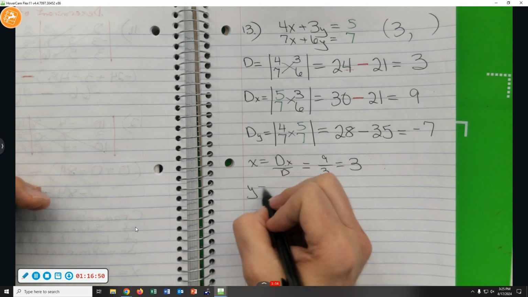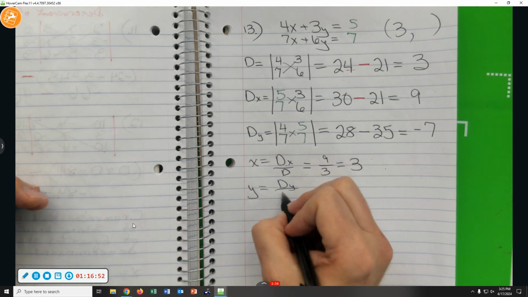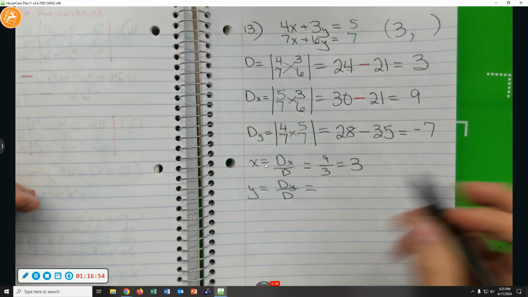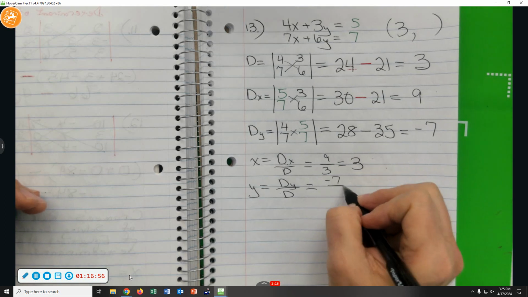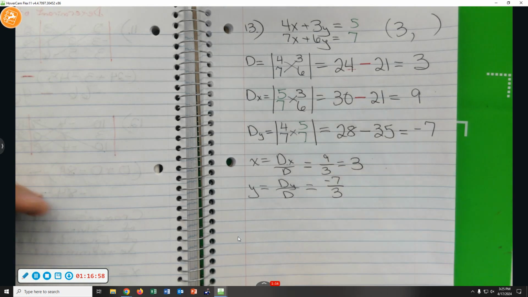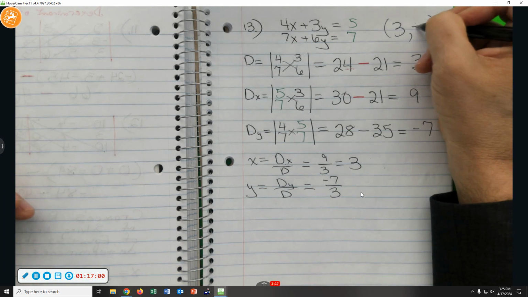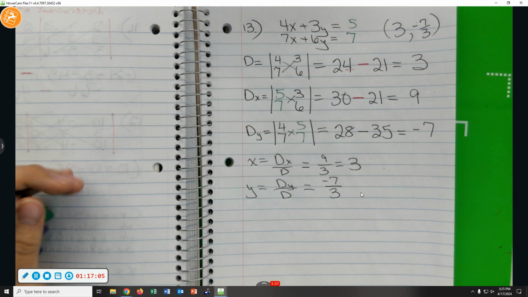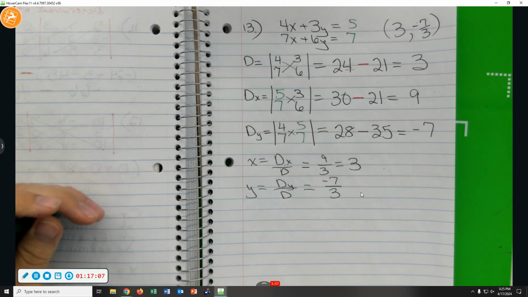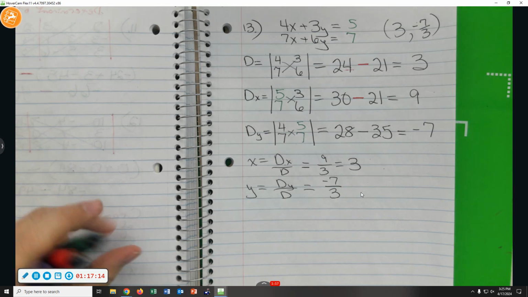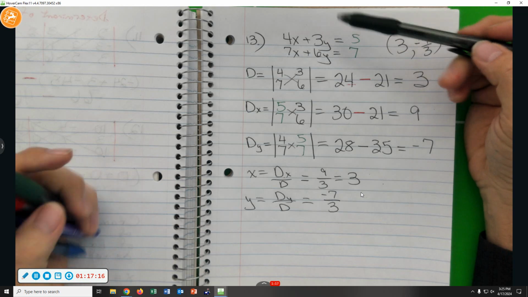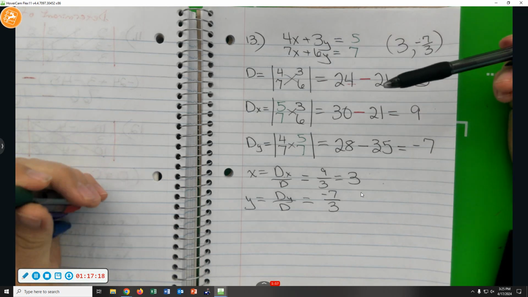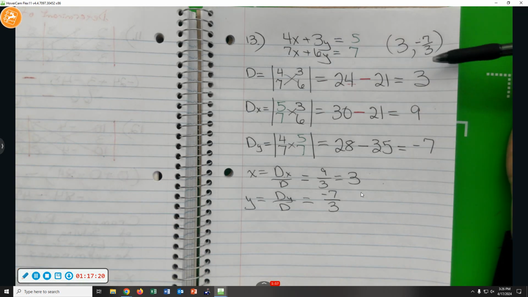Y is equal to d sub y divided by d. D sub y is a negative 7 divided by 3. Well, I guess that's it. And that gives you a hint of why Cramer became famous, because imagine if you were doing this with elimination and substitution, no calculator, and all the answers were turning out to be fractions, like negative 11 over 65. You don't want to have to be plugging that in to find the other solution.